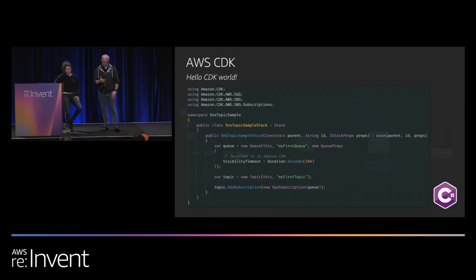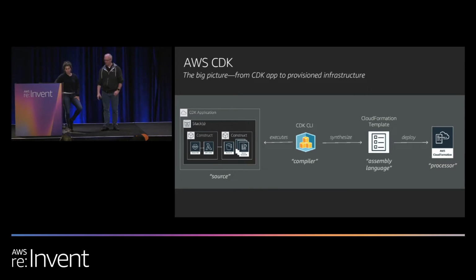So obviously this goes into what is really happening when I use the CDK. We talked about the source here, which is the application, which is composed of stacks, and then constructs within that. And then you use the CDK CLI, which is another part of the CDK, to basically compile the source and have it spit out the CloudFormation template, which is essentially our assembly language in this case. And then you can deploy that to CloudFormation, which is our provisioning engine that would actually go and provision all the resources for you in AWS.